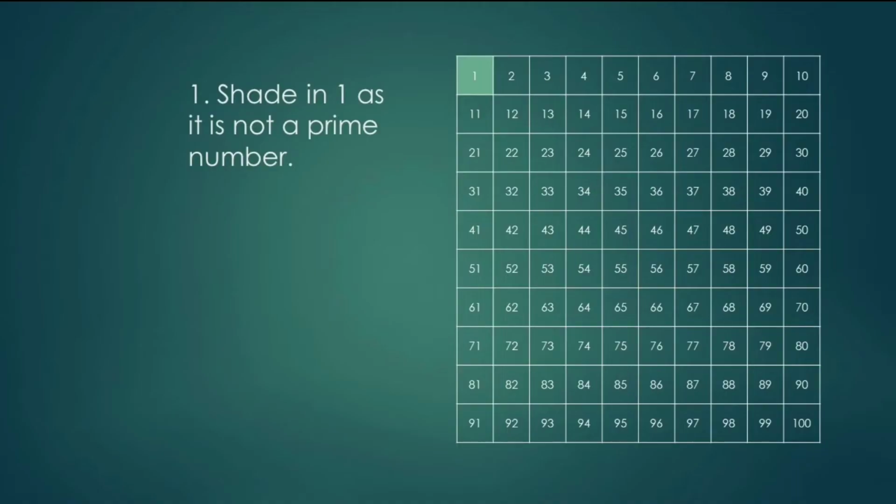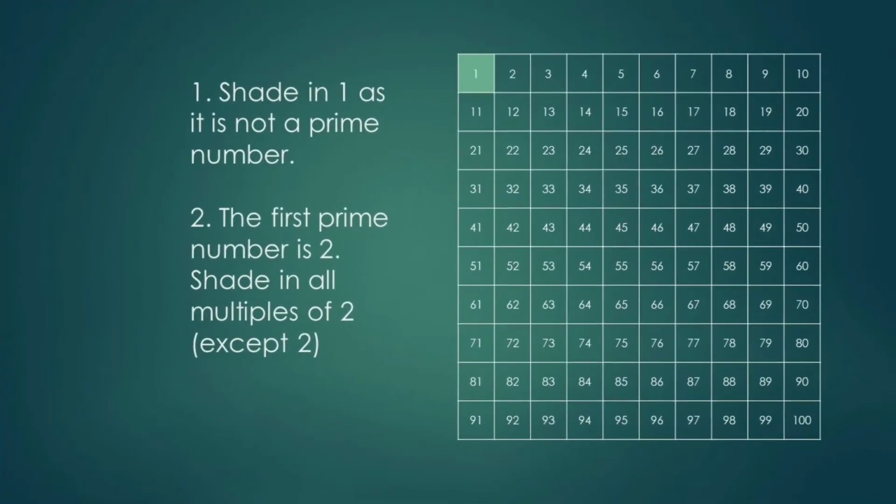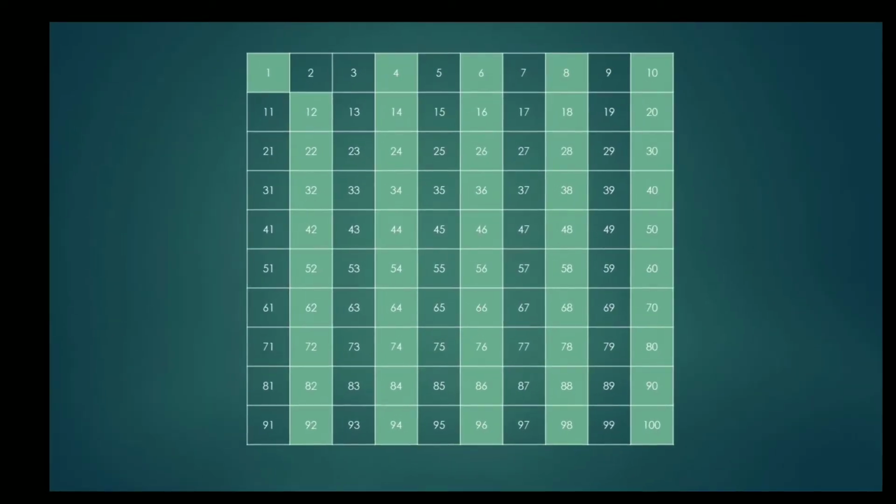So now, let's unlock the prime numbers from 1 to 100. Step 1. Shade in 1 as it is not a prime number. Step 2. The first prime number is 2. Shade in all the multiples of 2.